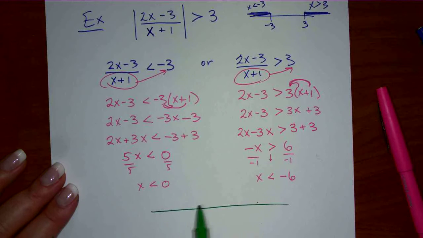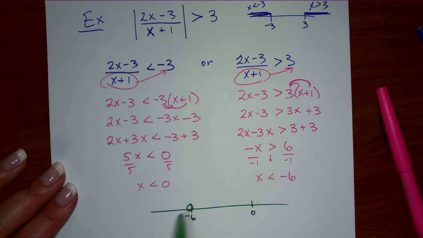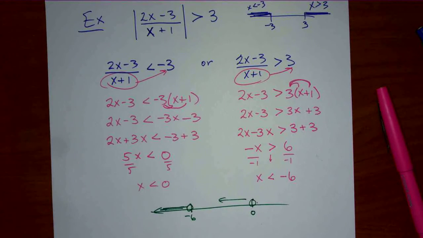Okay, so minus 6 is smaller than 0, so they would go in that order. Less than 6 is this way. Greater than, cool. Less than 0. I might have found an exception to my rule. I'll think about this in a second.